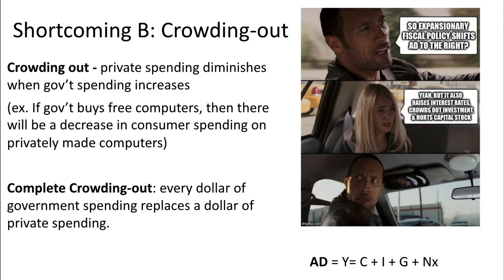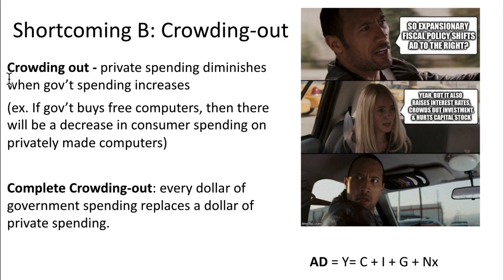The second flaw of fiscal policy is this idea of crowding out. So this idea that even when the government is spending more money, that we have an increase in government spending, there might not be as large of an increase in aggregate demand because that government spending is crowding out or replacing the spending that we might see by consumers and by businesses that becomes investment spending.